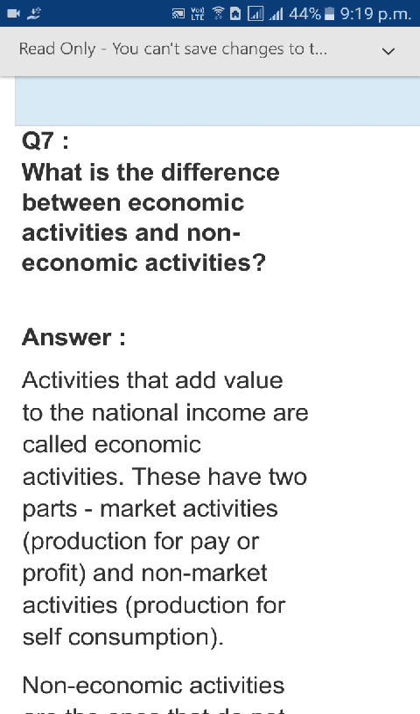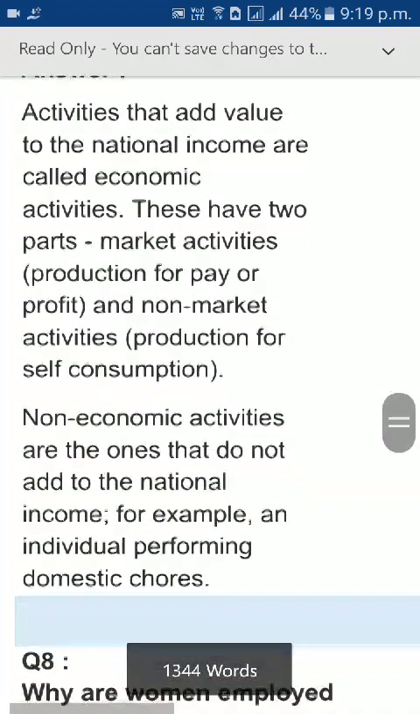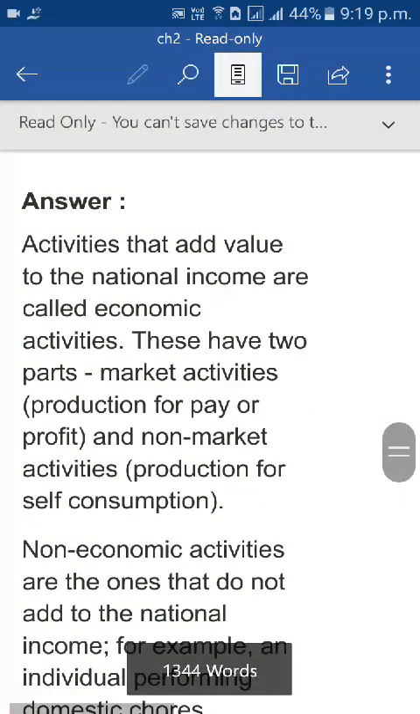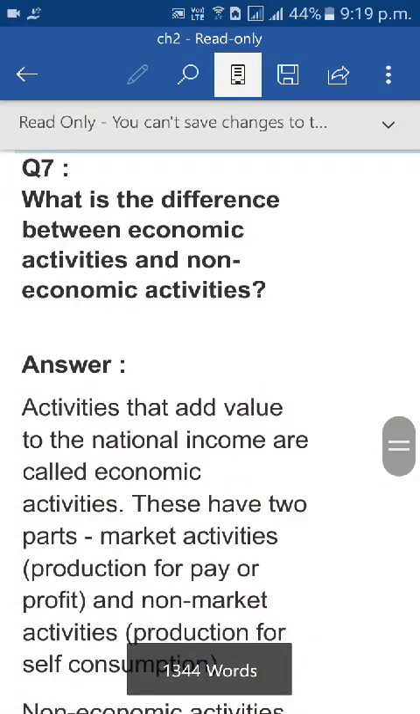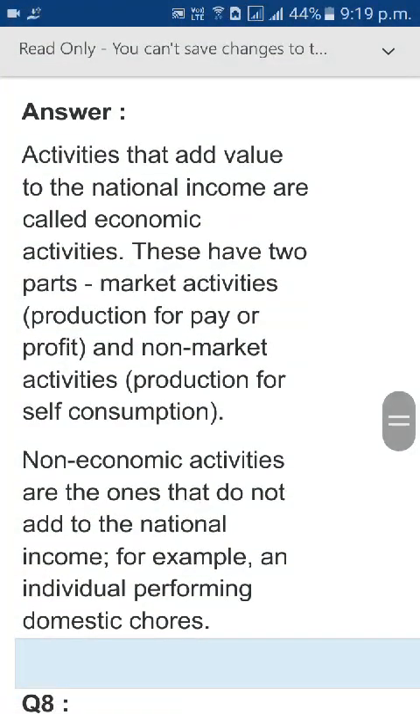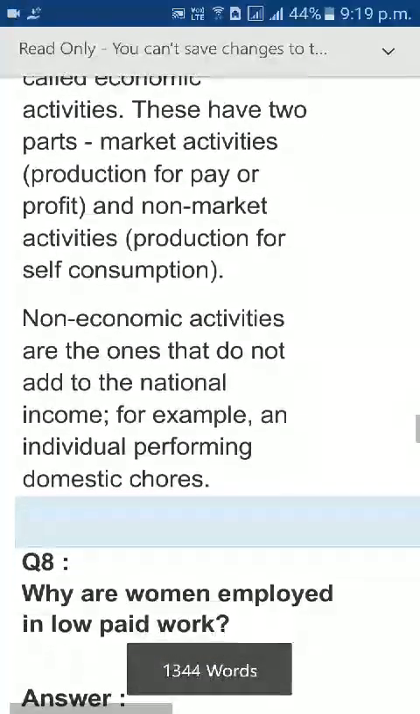What is the difference between economic activities and non-economic activities? Here, economic is nothing but, you have to refer to the definition of economic activities. Activities that add value to the national income are called economic activities. That means adding value, that means income, source of income and all. These have two parts: market activities, production for pay or profit, and non-market activities, production for self-consumption.